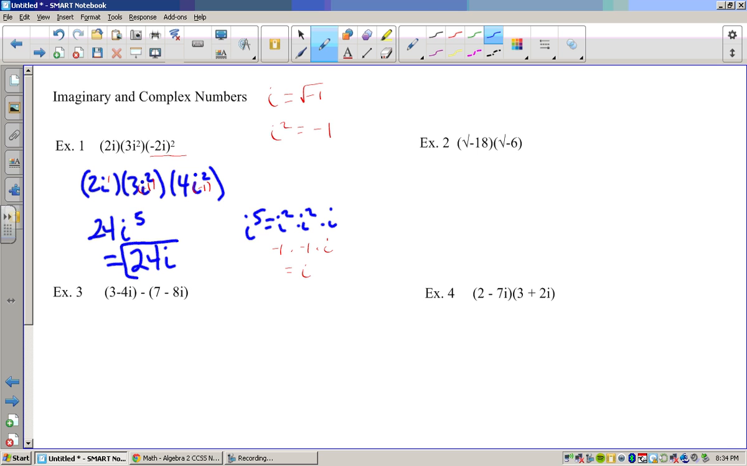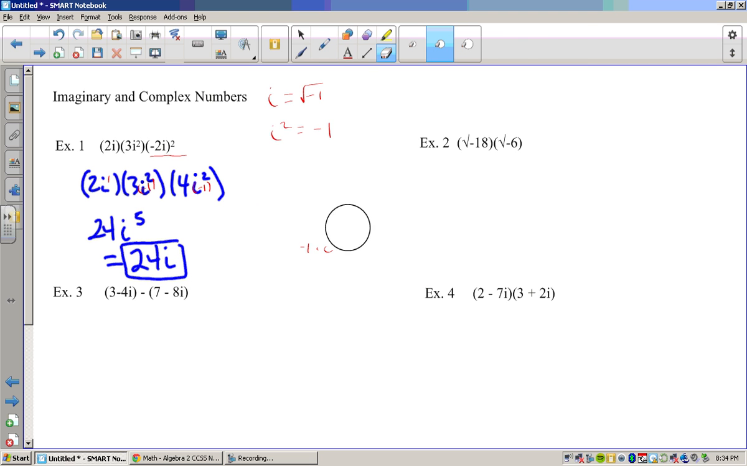I've taken that i to the fifth power and put it down to its simple form, breaking it up into its parts and simplifying it down as you go. So that's a basic example of multiplying monomials together with i's and getting the result. You always need to try to simplify this down to its final form.